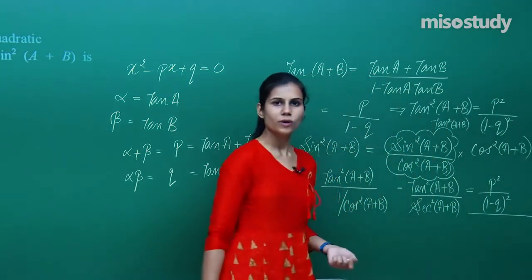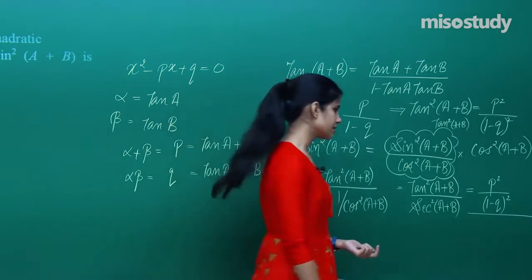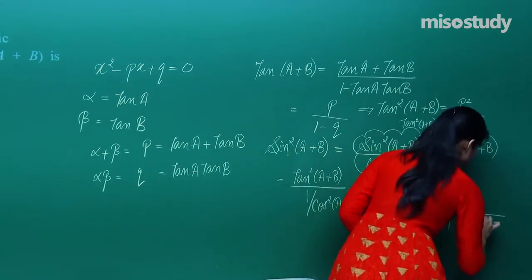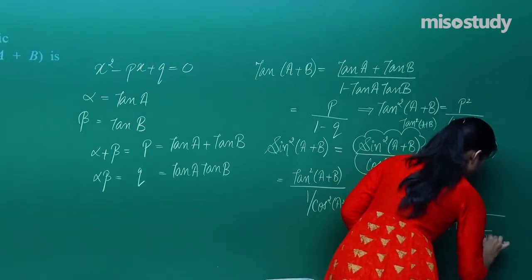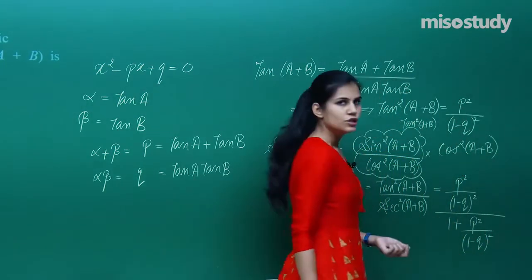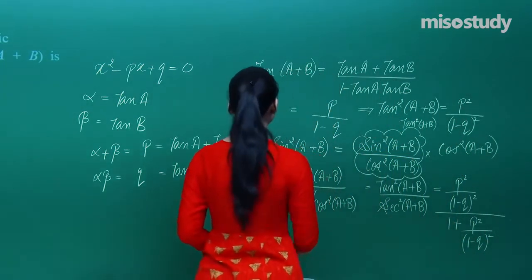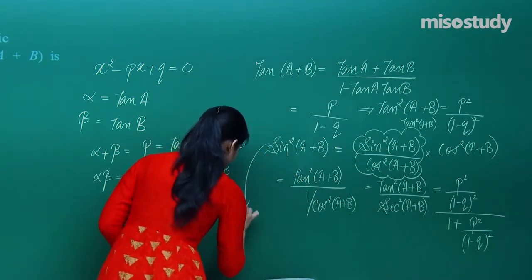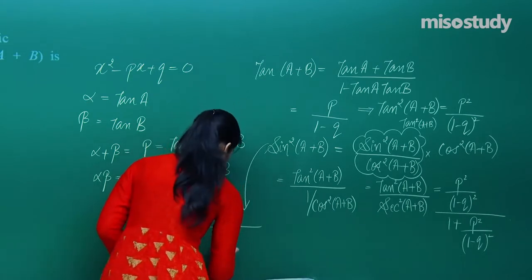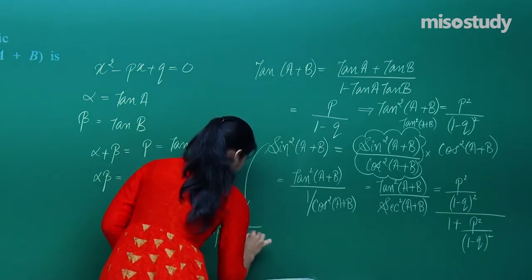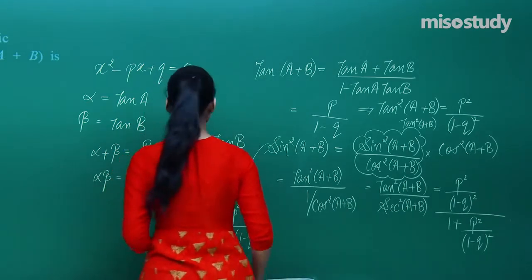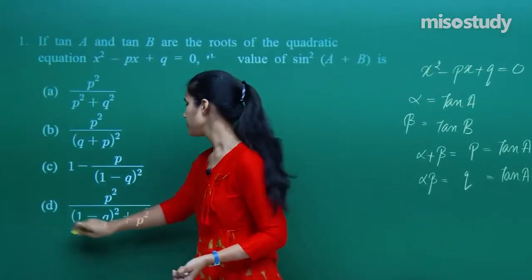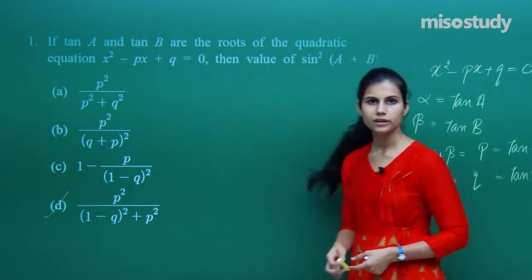What is sec square? 1 plus tan square x is sec square x. So sec square A plus B is 1 plus tan square A plus B, which is p square upon 1 minus q whole square. So your answer eventually comes out to be what? That sine square A plus B is p square upon p square plus 1 minus q whole square.